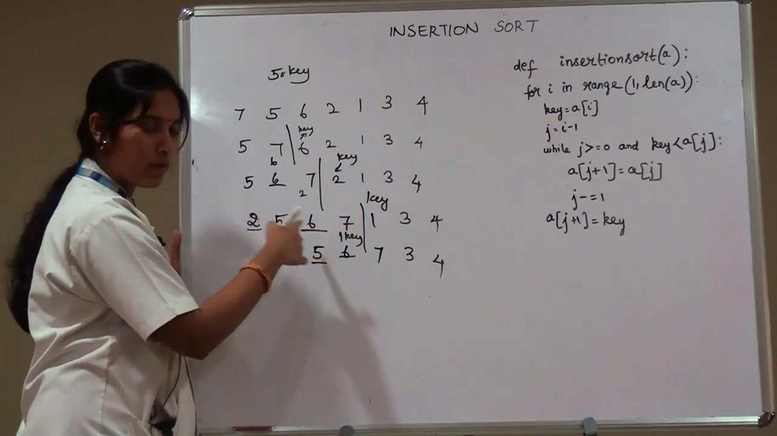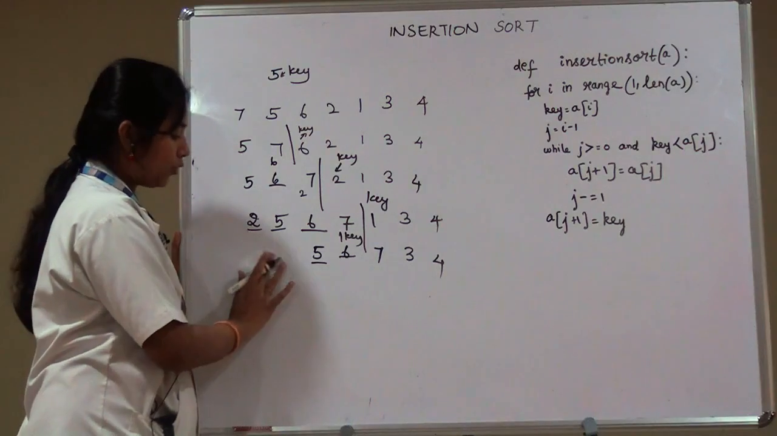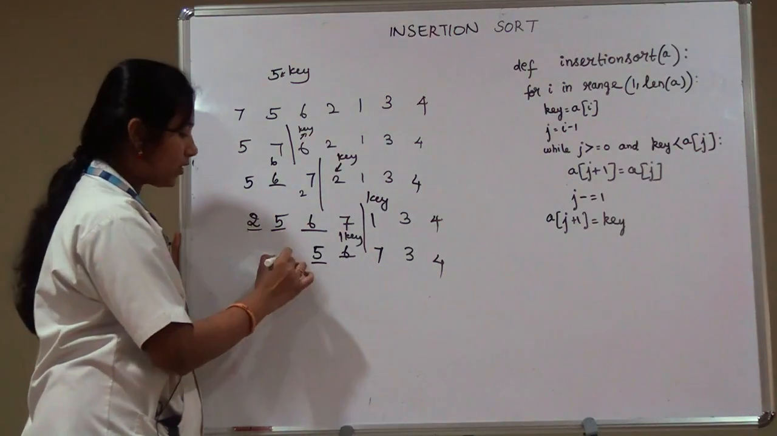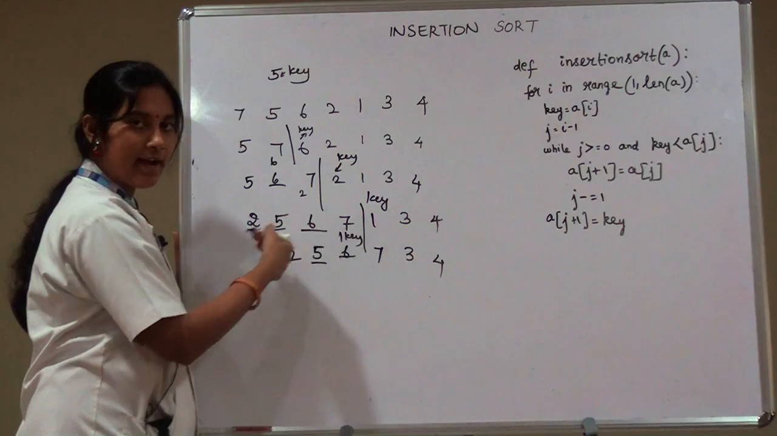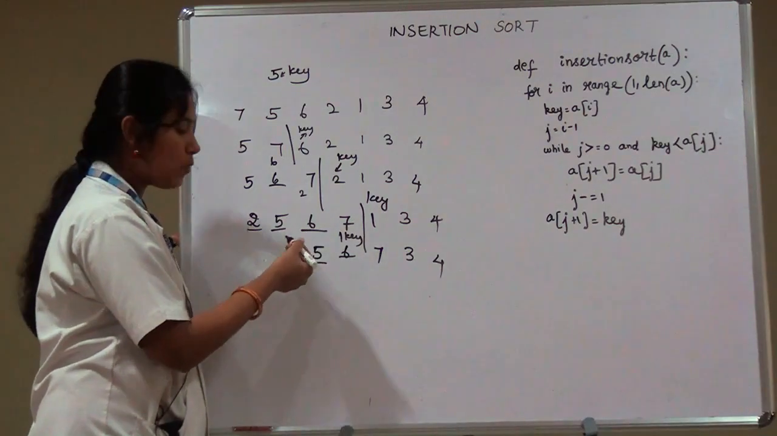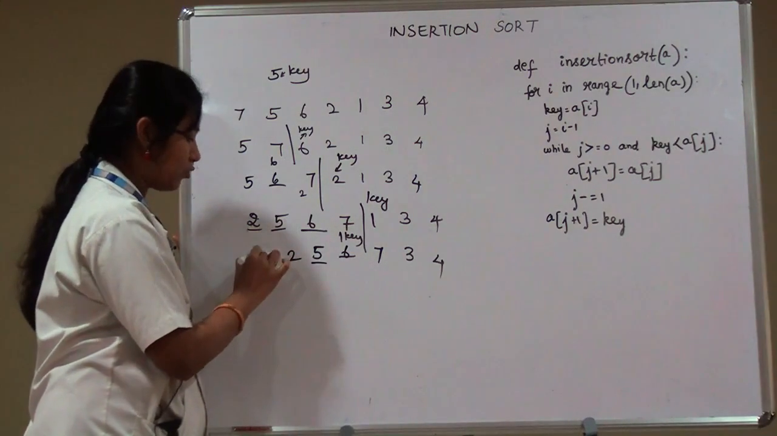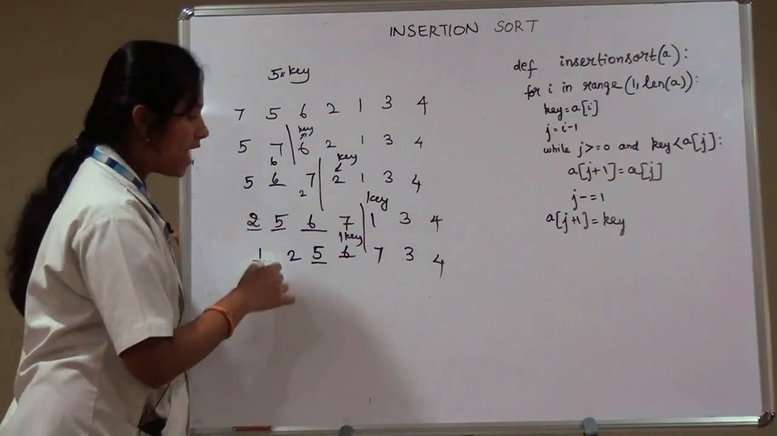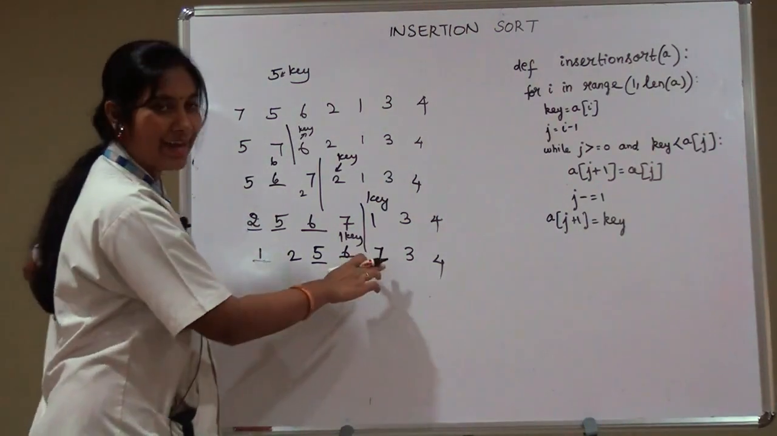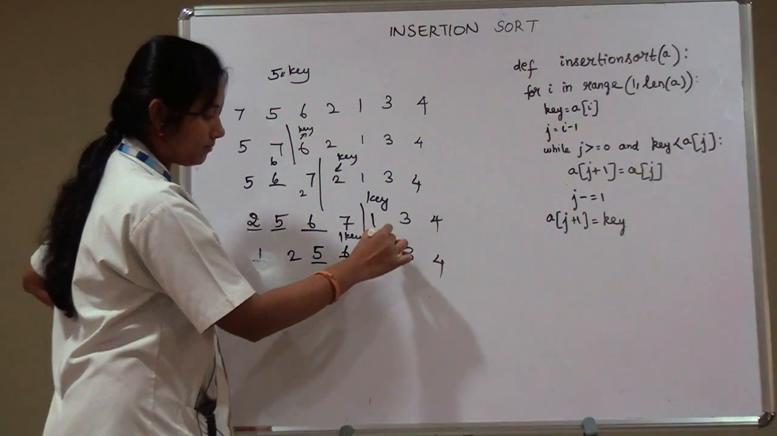Again I compare 1 with 2. 2 is greater, so I move 2 to the right. I have no elements to compare now, so I place my 1 in the blank space left here. Now you can see that the first 5 elements are sorted.